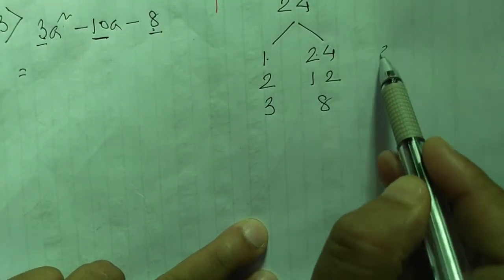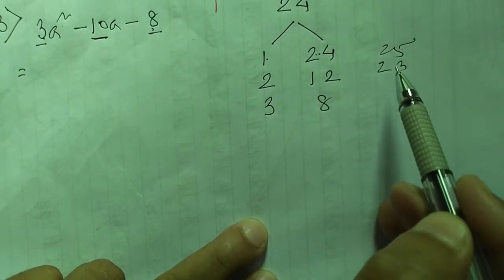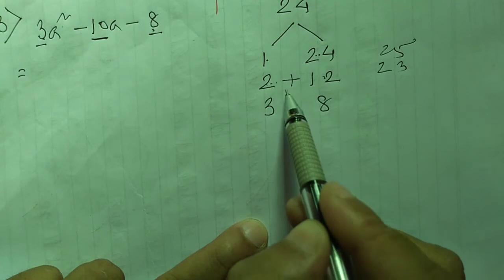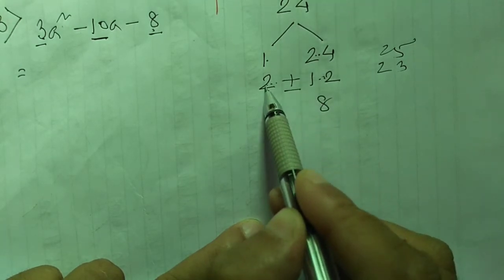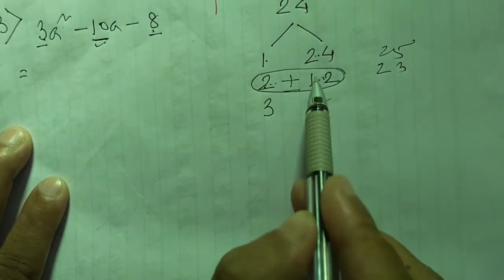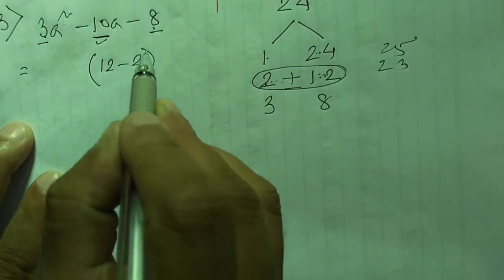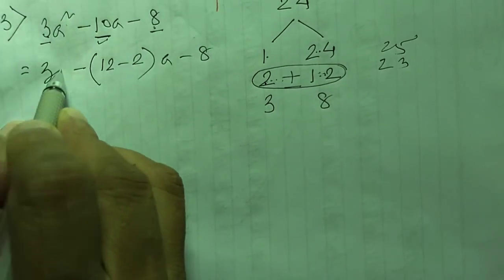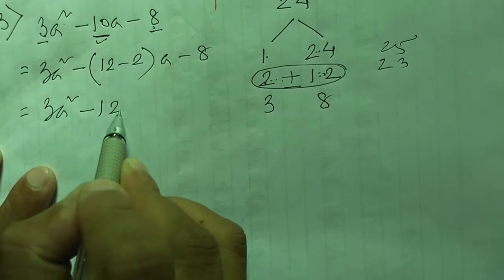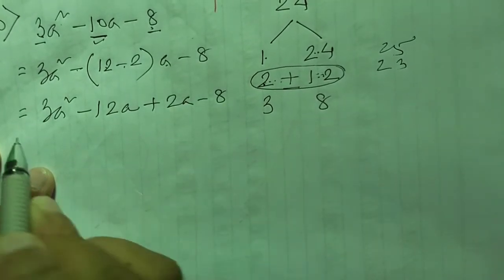1 plus 24 is 25. 1 minus 24 is 23. So we are not getting. 2 and 12. If you plus it, you are getting 14. If you minus it, 12 minus 2 is 10. So we are getting 10. Yes, from this we'll get 12 minus 2. So instead of 10, we'll write 12 minus 2. 3a square minus 12a, minus minus plus 2a minus 8.